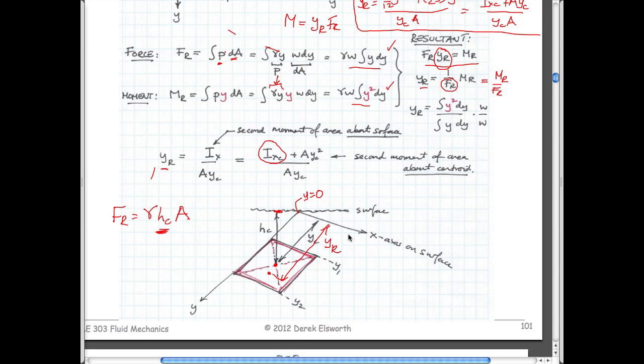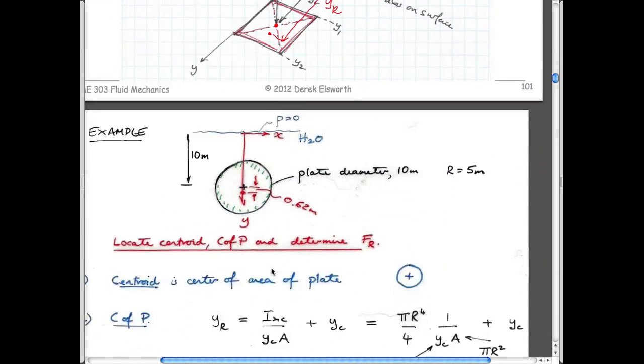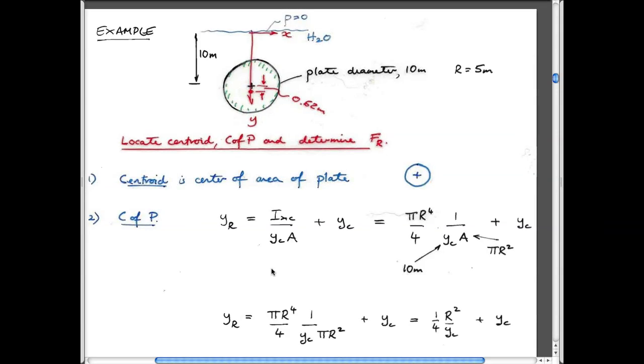So those are the key points. So remember, depth, distance along the plane, to the centroid, to the center of this plane. I won't confuse you, but we'll maybe note it. Let's do an example. It should cement this idea.